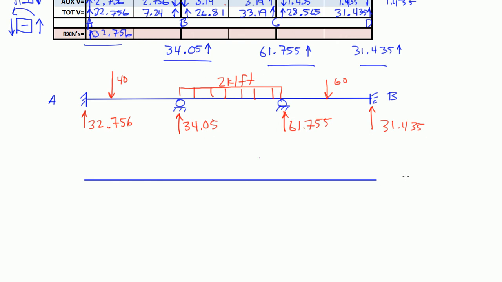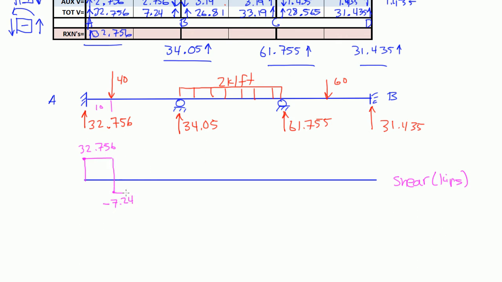So for the shear diagram, this is the shear. All units are in kips. Here we have a shear that's 32.756, so it's going to start up here. It's going to go a distance of 10 feet. Nothing's going to really happen to it, and then you have 40 going down, so you're going to end up here at negative 7.24, right?